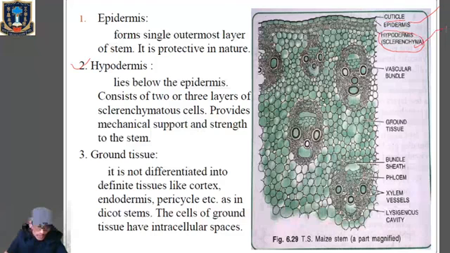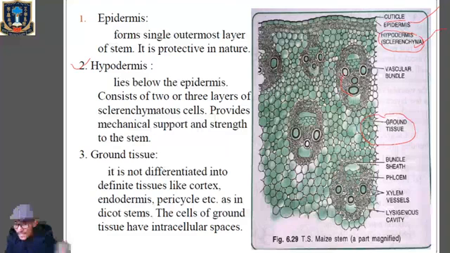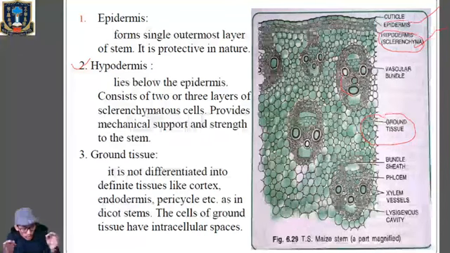Then comes the next one, which is called the ground tissue. Okay, the ground tissue. Now, unlike in the dicot stem, in the monocot stem this ground tissue is not differentiated into definite tissues like cortex, endodermis, and pericycle. These cortex, endodermis, and pericycle can be seen in the dicot stem, but here in the monocot stem, the ground tissue is not differentiated to form the cortex, the pericycle, and the endodermis.